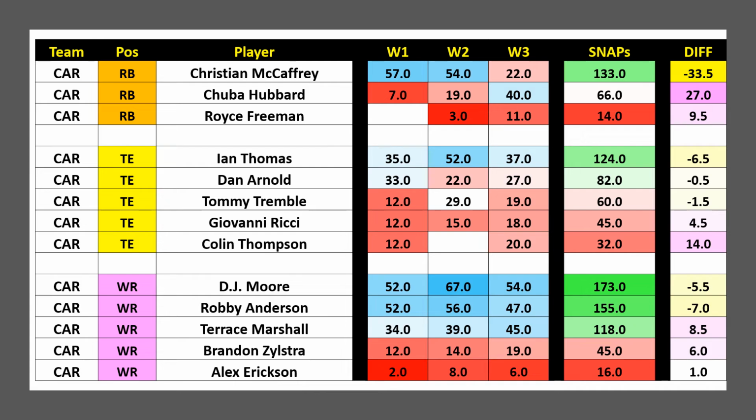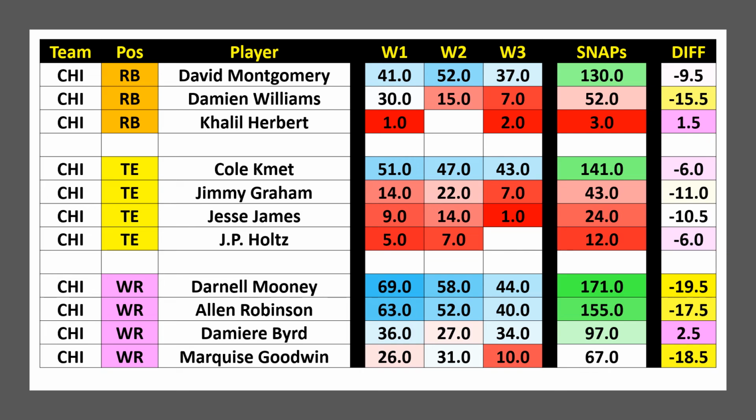Dan Arnold, I think, did they trade him? I don't know. But Thomas, I guess if Arnold's out, then they hadn't been using Thomas. I don't know. Moore, Anderson, Marshall. Marshall's almost getting above Anderson here in snaps. I'm concerned about Anderson here. Marshall may be a long-term pickup, probably and certainly in Dynasty.